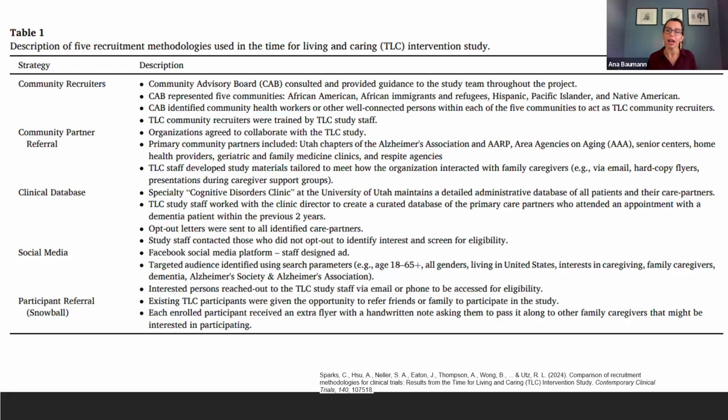Here are a couple, so I love this study because they tested different engagement strategies. So community recruiters, community partner referrals, clinical database, social media, participant referral, like the snowball sampling. In many studies, if you take a look and you really think through, the issue of trust could be potentially addressed through snowball and community members recruiting each other.